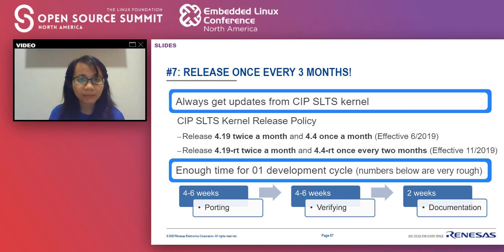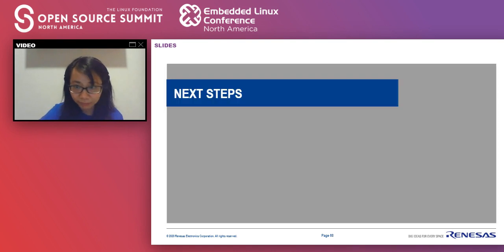And we also have enough time for one development cycle. 4 or 6 weeks for porting, similar for verifying, and the remainder for documentation. And this is for the whole development. The actual work for the kernel is much less. And that's all of the experience that I have time to share now. So I go next to some ideas for the future.